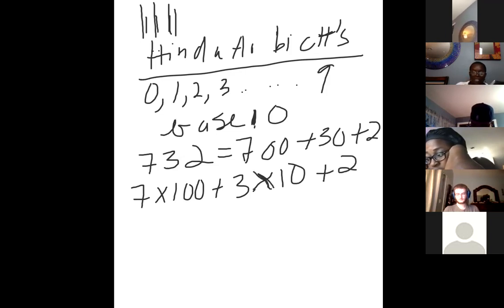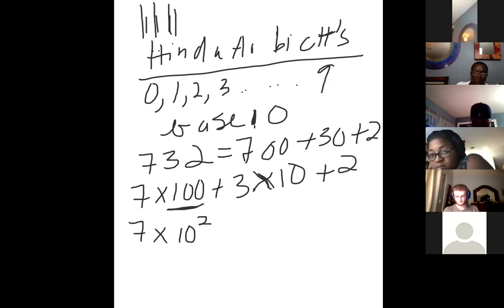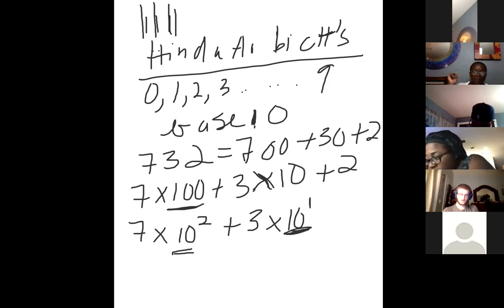Now, the 100, you can rewrite it as 10 to the second power. So there's your base 10 right there. The 30, you can rewrite it as 3 times 10 to the first power. There's your base 10. You really don't have to write the power 1 there. And then finally, the 2, when we rewrite this, this could be 10 to the 0 power.